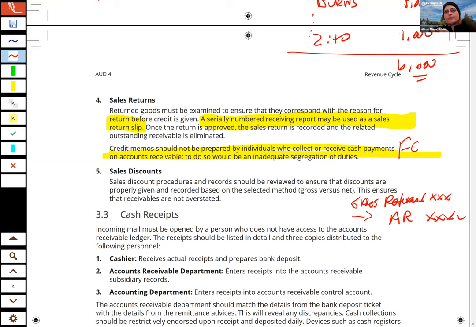Wouldn't the thing go back into inventory? Yeah, good. We would also have to debit inventory. Someone ate her Wheaties today. Somebody passed the FAR exam. We would also have to debit inventory, and we would have to what? Credit the cost of goods sold, right?